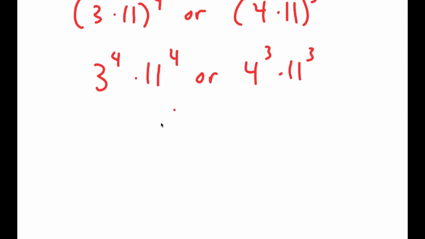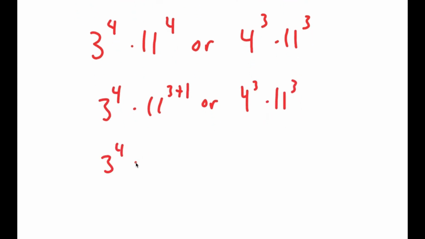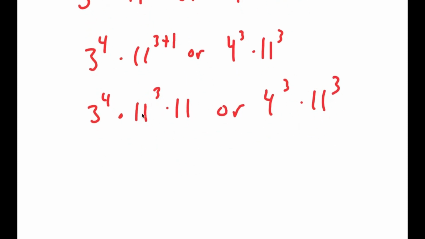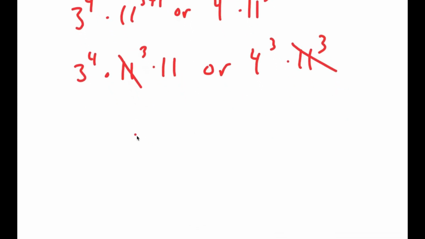Now, 11 to the power of 4, I'm going to rewrite as 11 to the power of 3 plus 1. So now I get 3 to the power of 4 times 11 to the power of 3 times 11, because 11 to the power of 3 plus 1 is equal to 11 to the power of 3 times 11. Or I still have 4 to the power of 3 times 11 to the power of 3. And now we see that 11 to the power of 3 is present in both of these, so we can just cancel out because it's there for both terms.